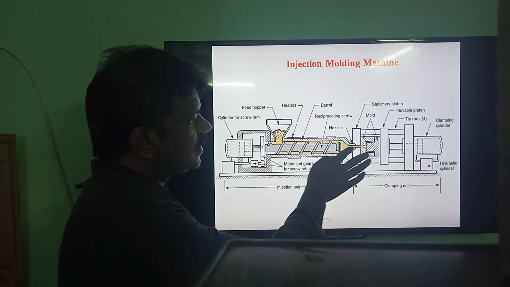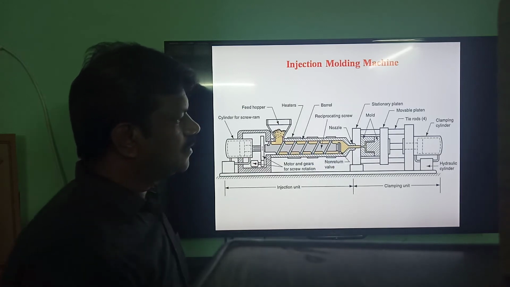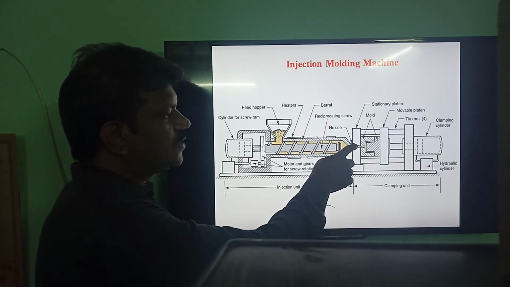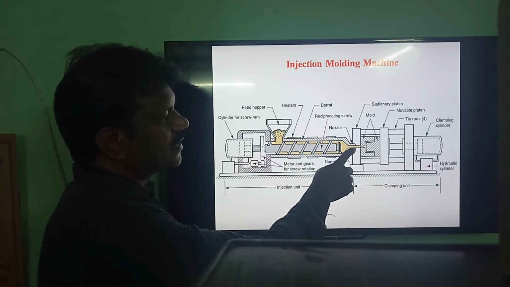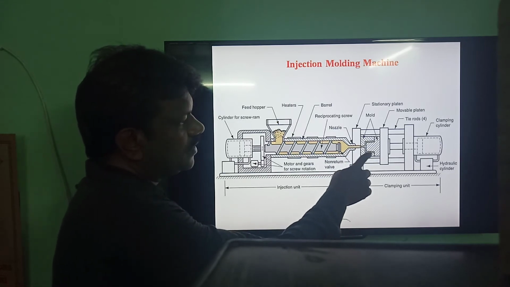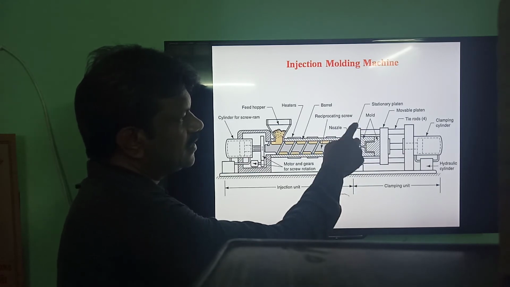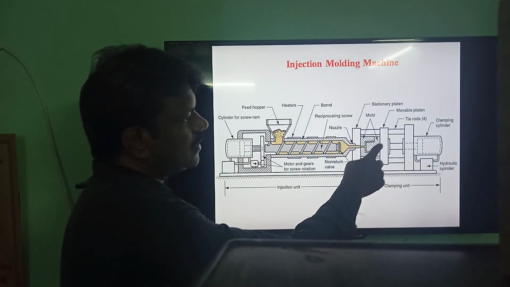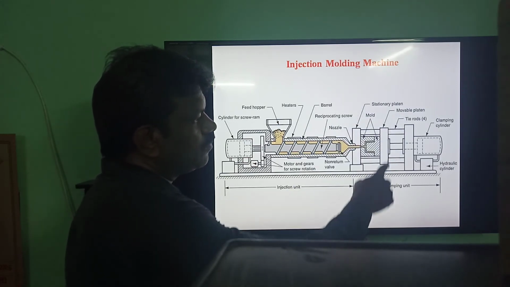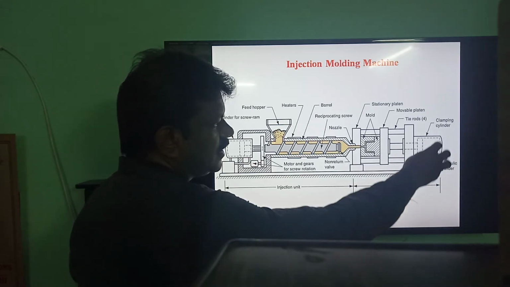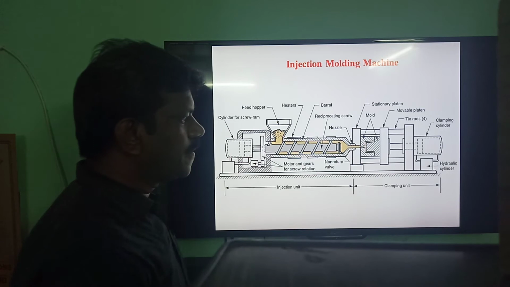Here we have the nozzle. Nozzle means the area of cross section is decreasing, so that naturally the velocity will be increasing. Here there is the mold. The mold is created by means of two halves. This half is fixed on the stationary platen, and this half is fixed on the movable platen. The movable platen is operated by means of a hydraulic cylinder setup.